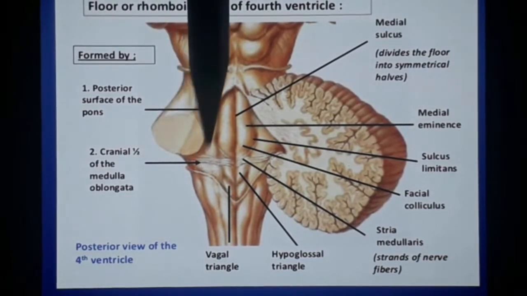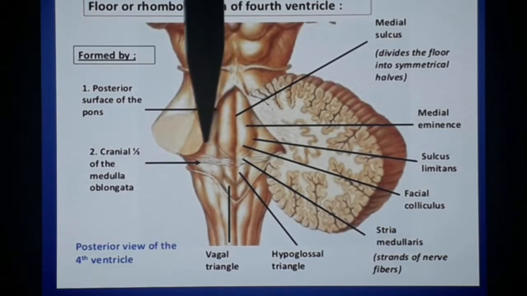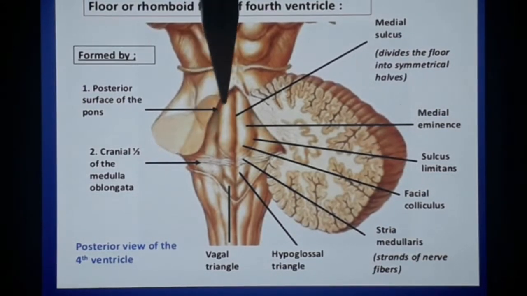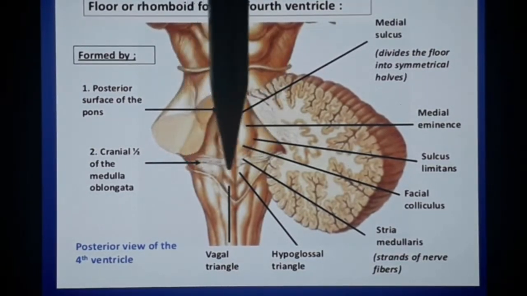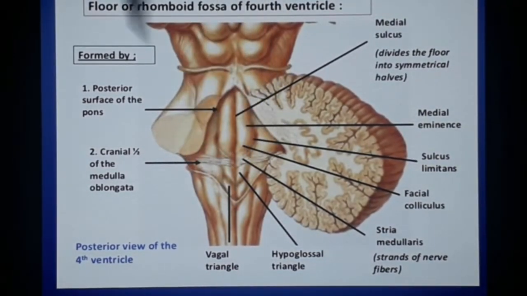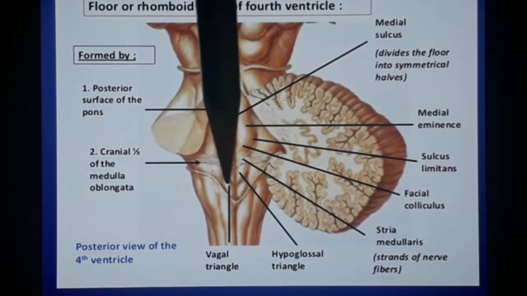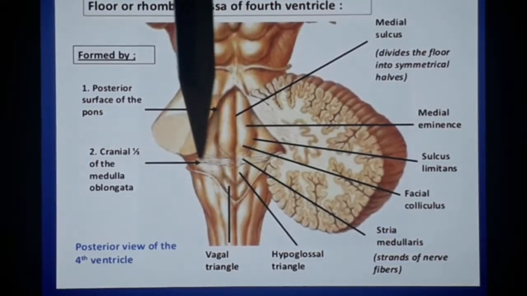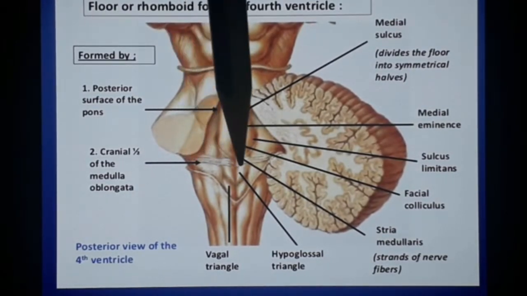Moving on to the floor of the fourth ventricle. As I have already told you, the floor is also known as the rhomboid fossa. This is divisible into three parts: an upper triangular part, a lower triangular part, and an intermediate part. The upper triangular part is formed by the posterior surface of the pons. The lower triangular part is formed by the posterior surface of the medulla. Where the pons and the medulla meet, this forms the intermediate area.